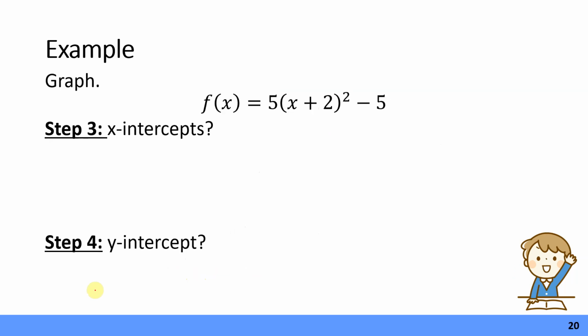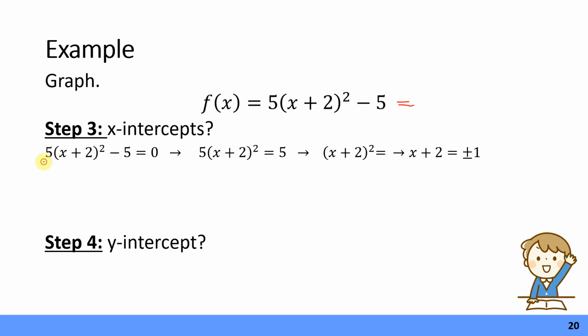All right, step number 3, we have to find the x-intercepts. So in order to find the x-intercepts, we're going to set this equal to 0. Right, so if you notice, I have it right here. We set it equal to 0. And then here, you don't have to factor or anything because all we have to do is just move things around. So in order to solve this, the first thing I have to do is move this negative 5 to the other side, which makes it a positive 5. So that's how I got up to this point.